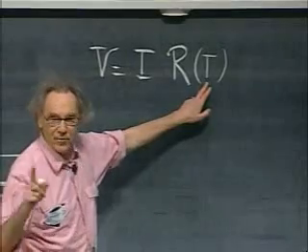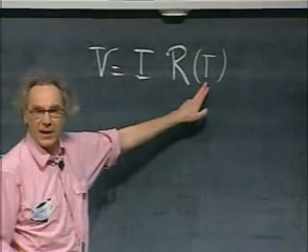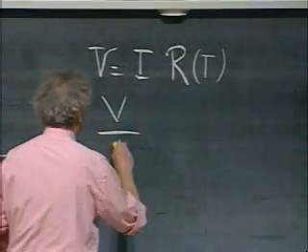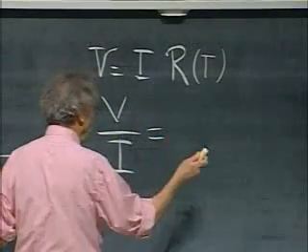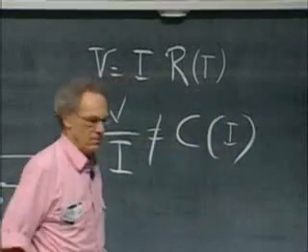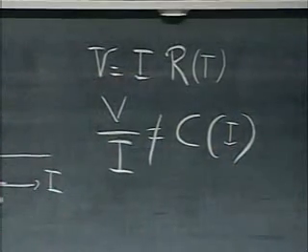temperature itself is a function of current. The higher the current, the higher the temperature. And so now you get a ratio V divided by I, which is no longer constant. It becomes a function of the current. That's the end of Ohm's law.